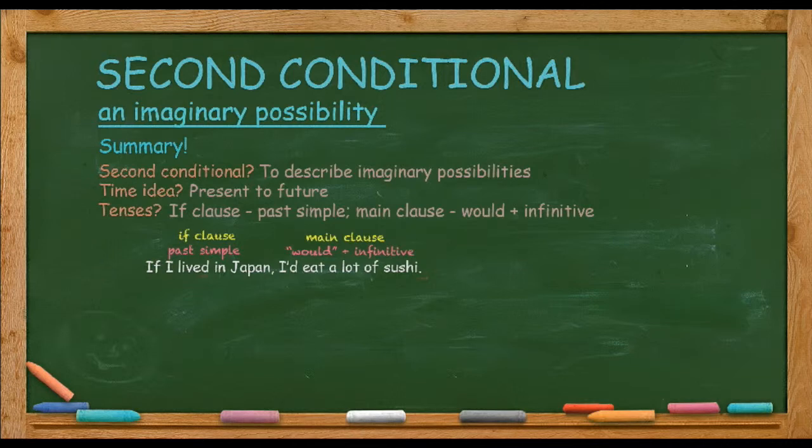I'll show you this with the sentence, if I lived in Japan, I'd eat a lot of sushi. If I lived in Japan is the if clause with past simple, lived. And I'd eat a lot of sushi is the main clause with would plus infinitive, I would eat.